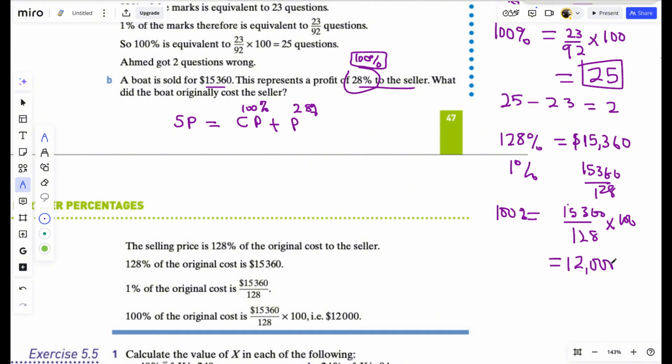But he eventually sold it for $50,360. That's why he made a profit of 28%. This is the cost price, and this is the selling price. If you want to know how much he made in profit, you just subtract: 50,360 minus 12,000. Okay, that will be the profit he made, and that represented 28%.